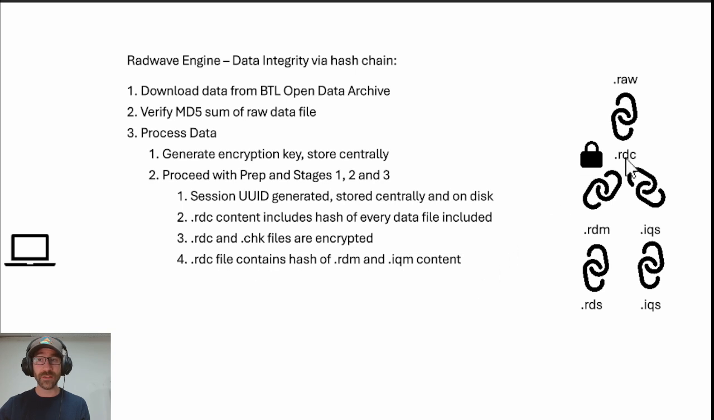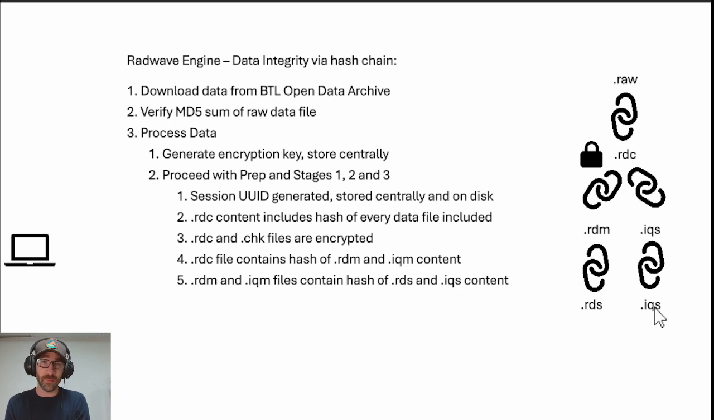And this RDC file contains hashes of the RDM and the IQM content, that should be an M there, not an IQS. And there, instead of using MD5, we're using Blake 3. The RDM and IQM files contain hashes of the content within the RDS and IQS. If you look at the output generated from the Radwave engine, you see that this RDC file is very small, just a medium-sized file, and there are several of these RDS and IQS files that get generated that are both quite large.